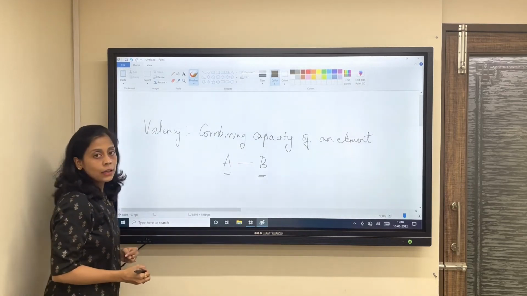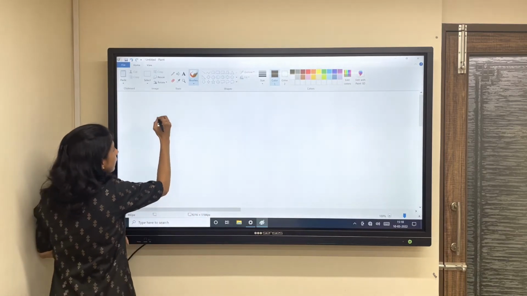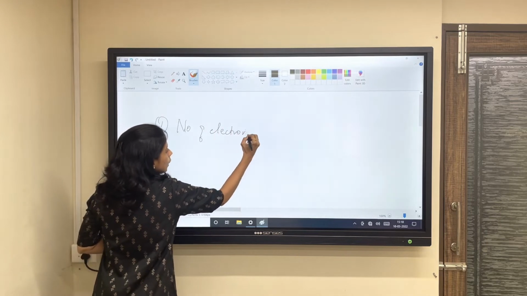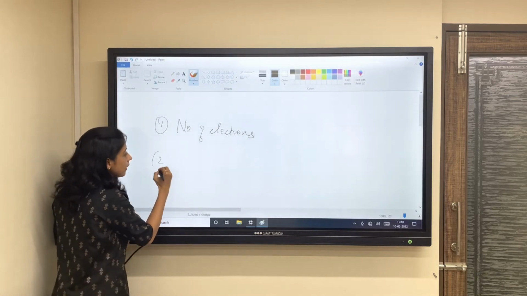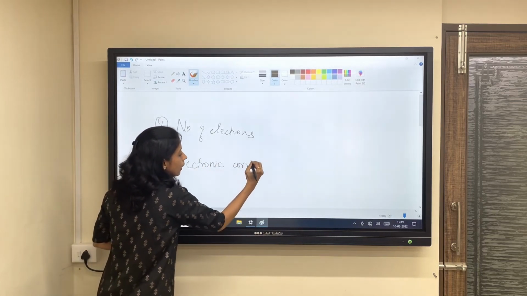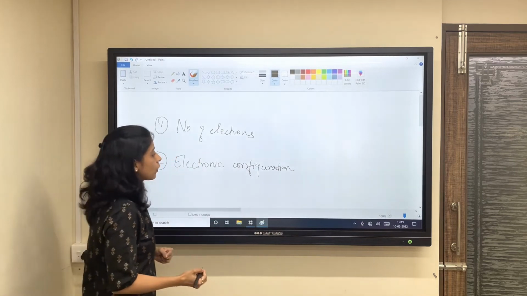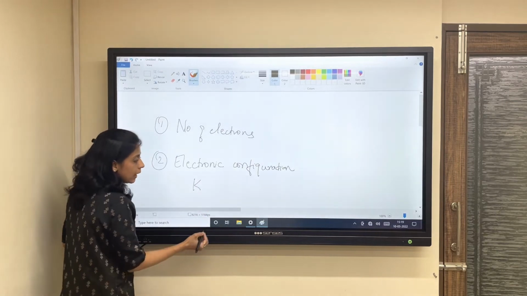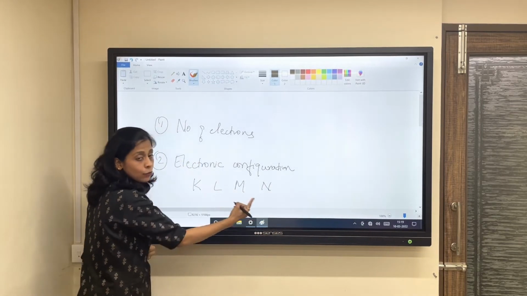To determine the valency of an element, there are two things that you need to know. The first thing is how many electrons are present in a particular element. The second thing is that you should be able to write the electronic configuration of an element. So what does electronic configuration mean? Electronic configuration talks about the distribution of electrons in different shells. For example, it could be in the K shell, the L shell, the M shell or the N shell. How the electrons are distributed in the 4 shells.